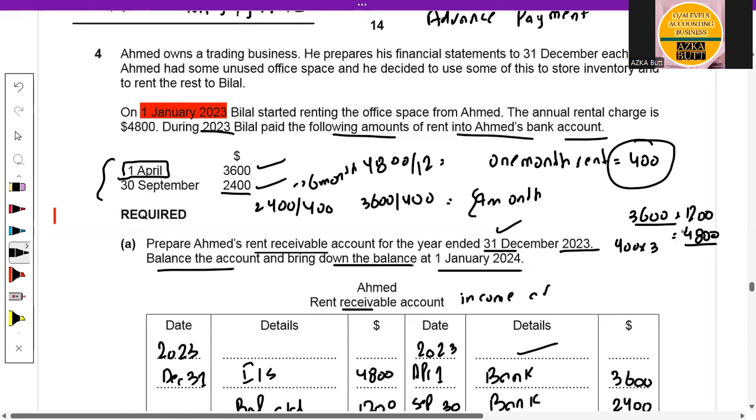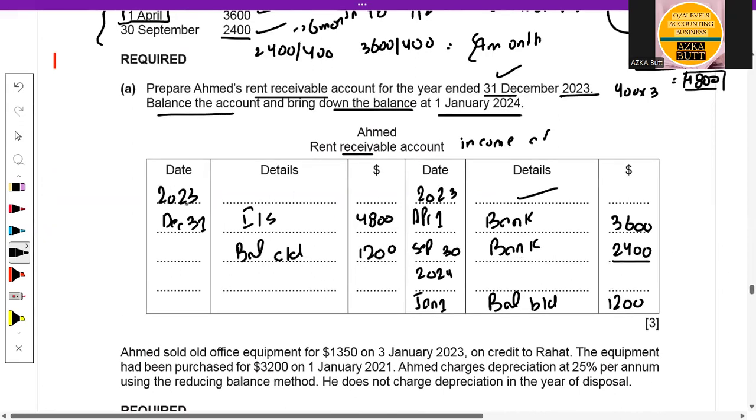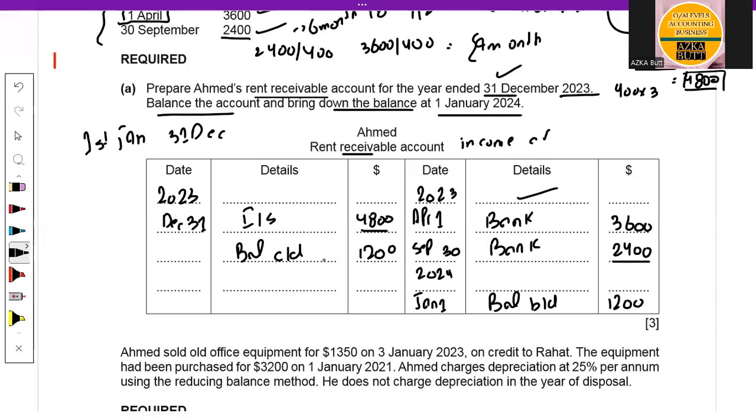So it means that 4,800 should be recorded in the income statement, because in the income statement, we should only record that income which is related to the 2023 year, which started from 1st January and ends on 31st December. So that's why we should write income statement 4,800 here. So at the year end, we will debit the rent receivable account and credit the income statement account with 4,800.